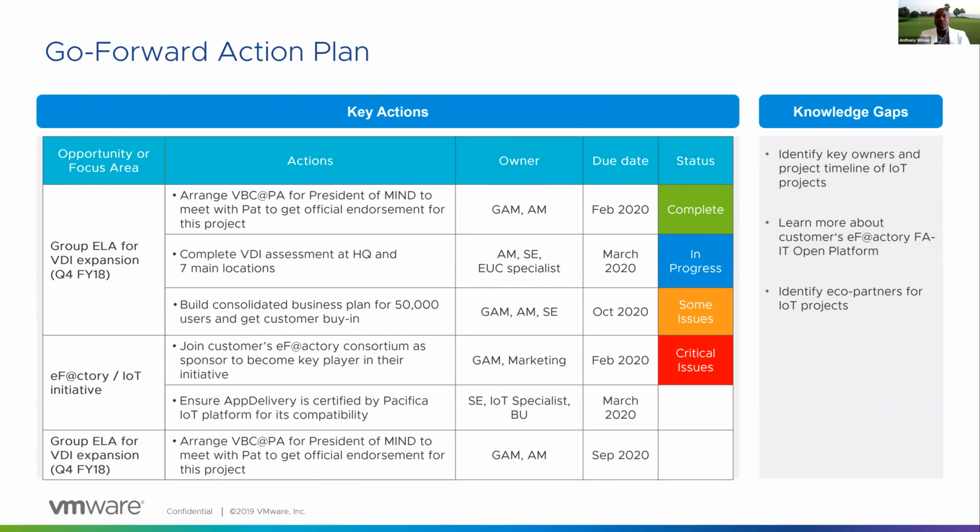The go forward action plan, very critical. My favorite one, right? Who's going to own what in the opportunity or focus area? What action is going to be driven by whom on the team? Who's the owner? And then we have a date on it. We've got some great tools here at VMware. We've got Teams, we've got Planner. So if you're keeping a regular cadence as a core seller with your extended team, you've got to be able to use this go forward action plan to make sure folks are buying in and following up on the things that we discussed in that planning session.